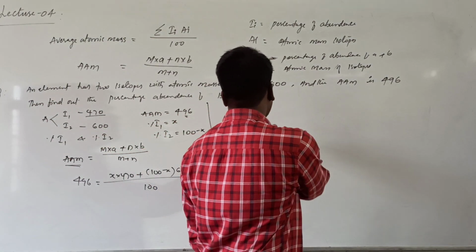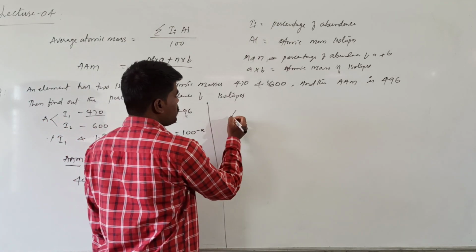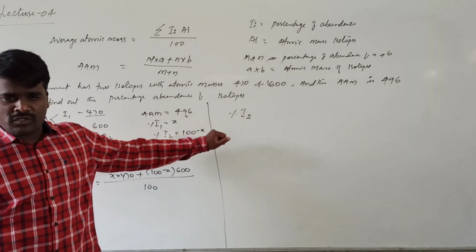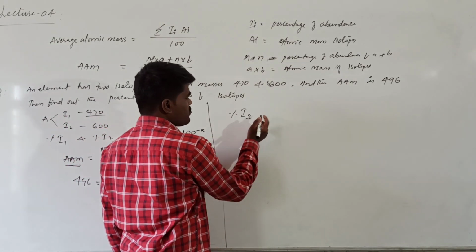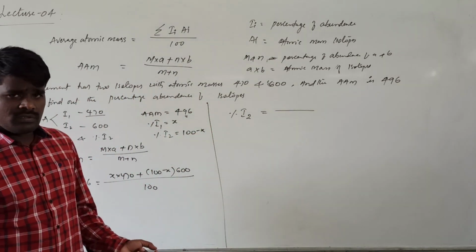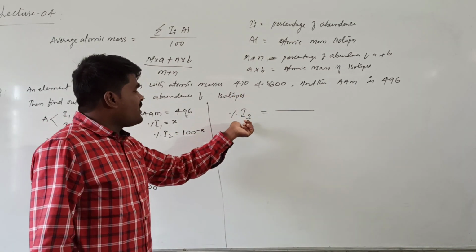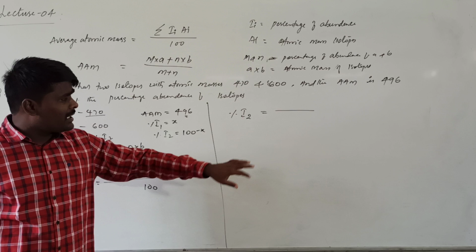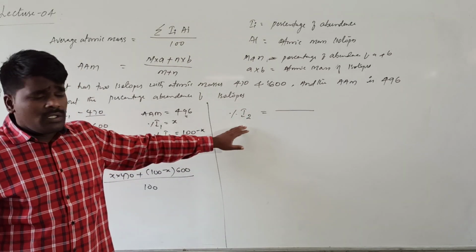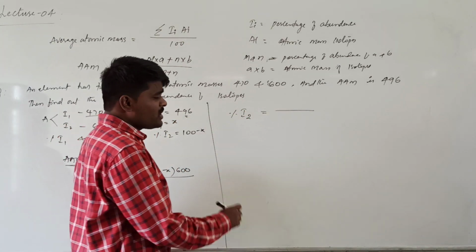The shortcut is that suppose you want to find out the percentage abundance of the second isotope. The percent abundance of the second isotope is equal to the difference of the average atomic weight and the atomic weight of the other isotope. If you want to calculate the percentage abundance of the second isotope, you take the difference of the average atomic mass and the atomic mass of the first isotope. For that, you just take the difference.